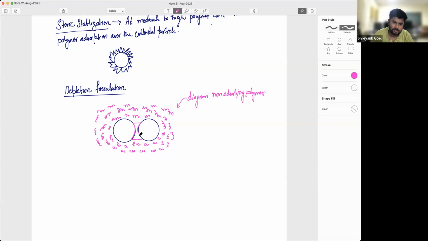That is for the case of non-absorbing polymer. In this, you see this line-like structure, which was already discussed in the lecture. There is no polymer able to go inside this, and this happens when the distance between them, let's say h, is less than twice Rg, the size of the polymer. So this is a depletion zone.